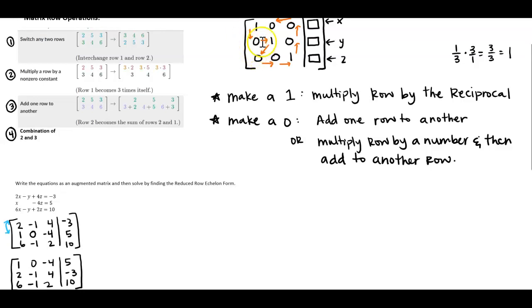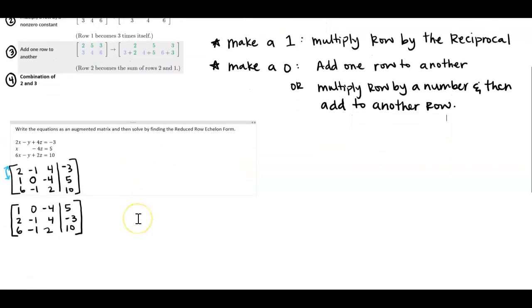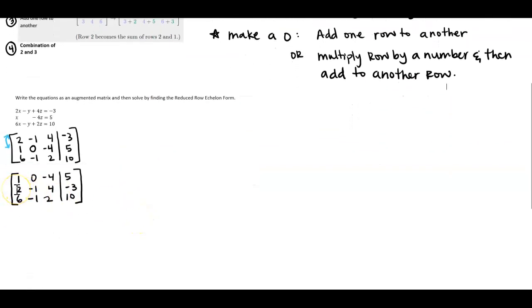And we said we're trying to make a 0 here, and right now we have a 2. So I want you to see if I multiply that top row by a -2 and then add it to row 2, I would get a 0 there, which is what I want. So let me write it out to the side here. I want to do -2 times row 1 plus row 2. So that's what I'm doing on this one.